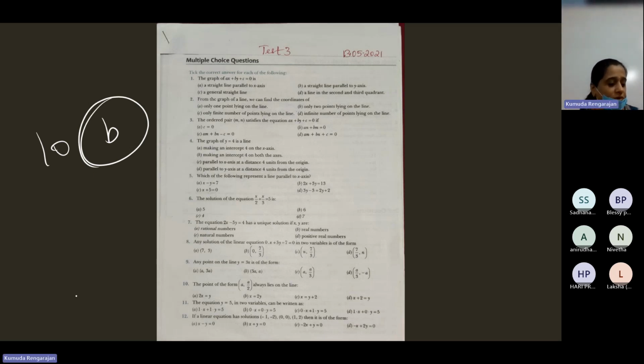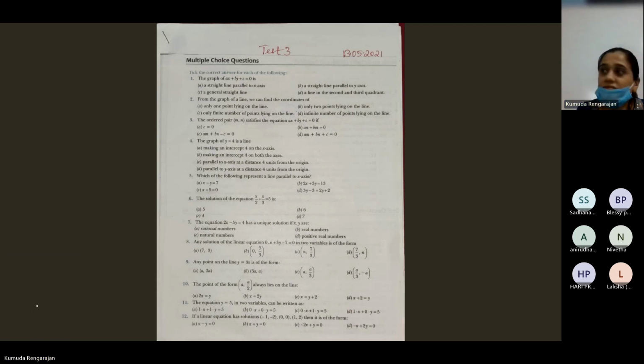The equation y is equal to 5 in 2 variables can be written as, which is the correct option? Online students? Miss, option C. Option C. Yes, miss. Others online? Ma'am, option C. Anirudhan? Yes, option C, ma'am. Somebody else? Anirudhan, Hari Pranav. Who else said C? Blessy, ma'am. Blessy, C.